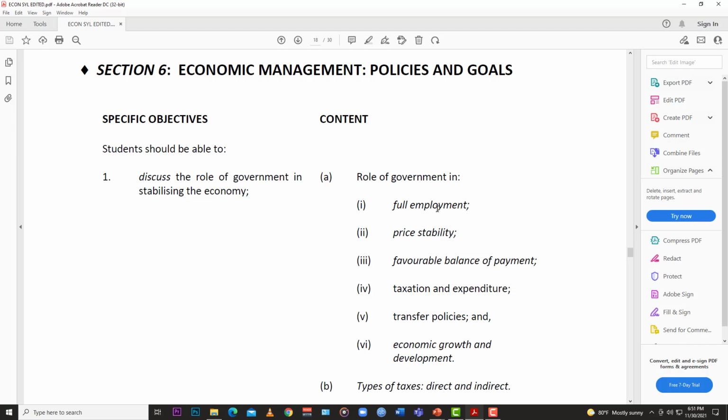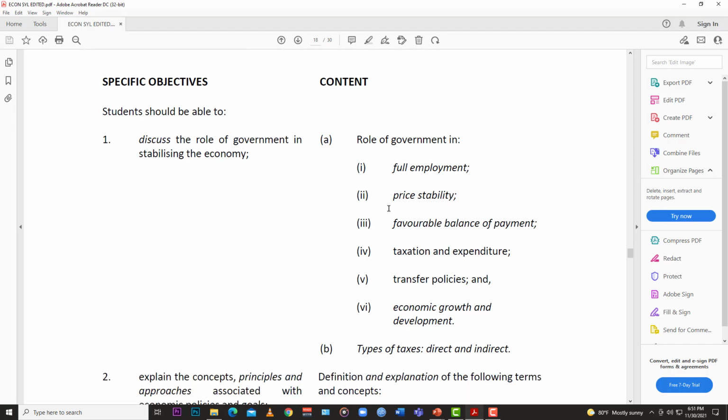For example, we are looking at the role of the government, and one of the roles of the government is, of course, full employment, and so you have to discuss that. In discussing that, we'll mention that the government has to do everything it can to try and reduce the unemployment rate. When we look at employment separately, that is where we'll come across the unemployment rate, different types of employment, and the workforce. So we're not going to go too in depth just off the bat yet.